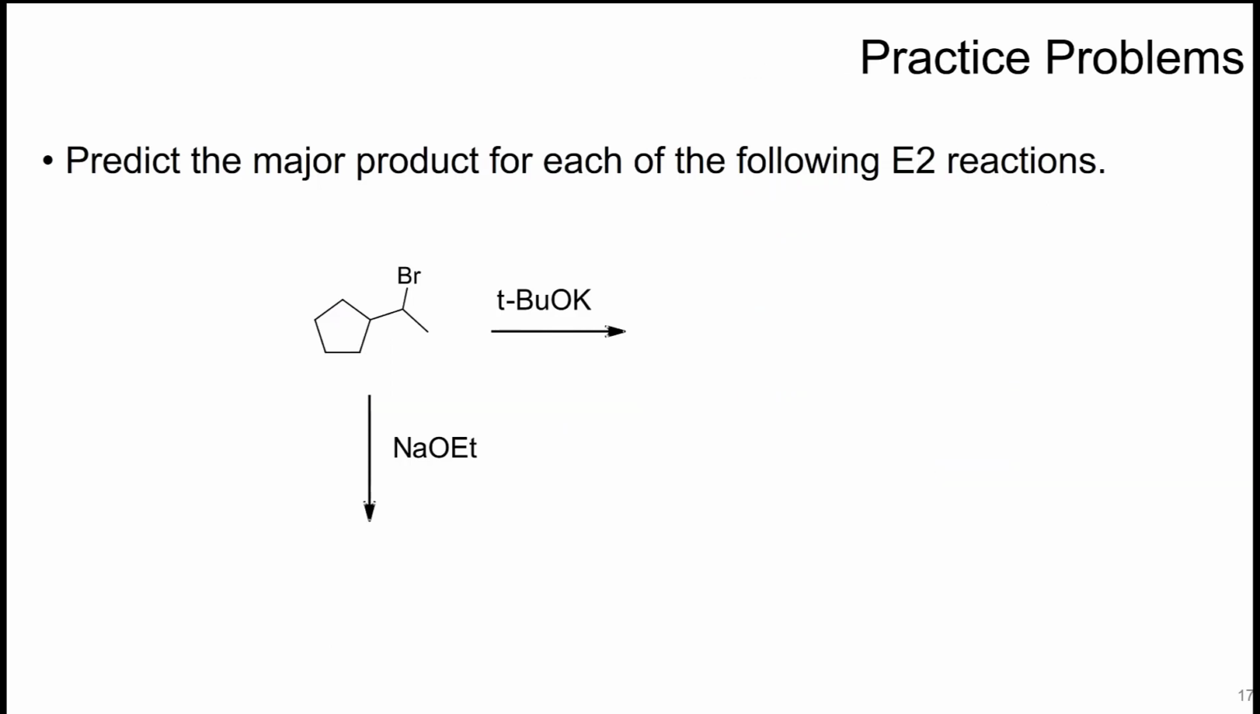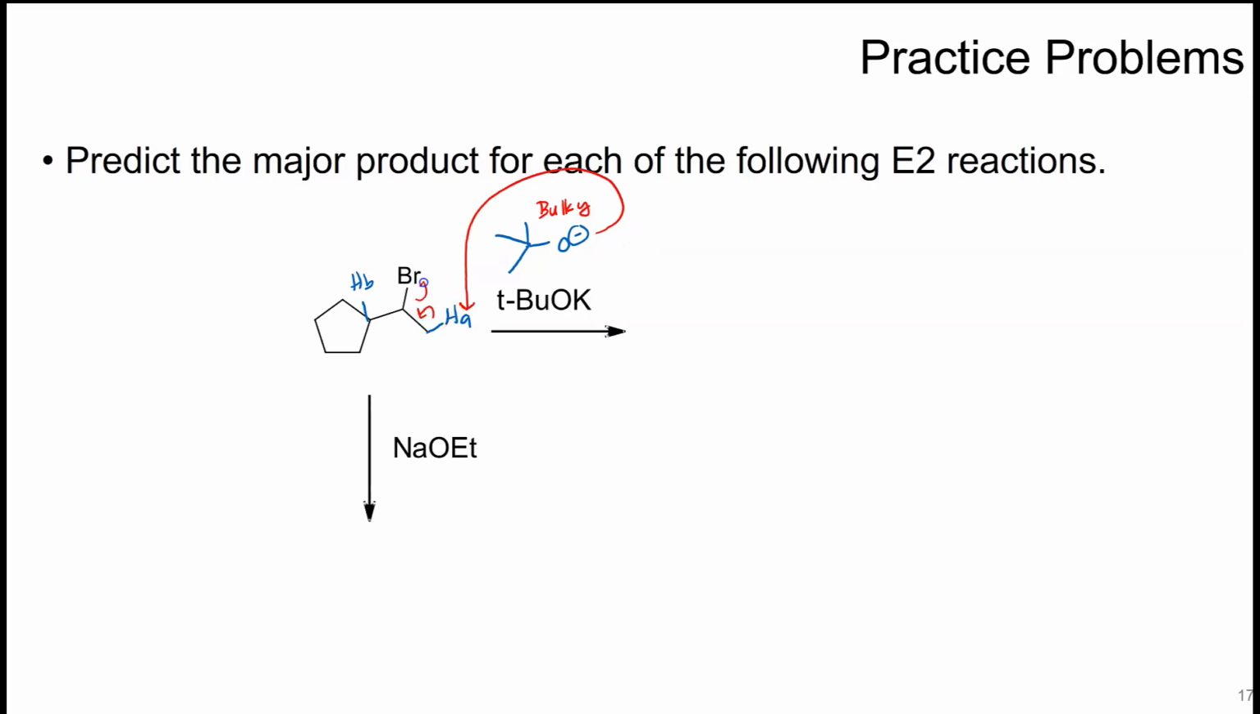Okay, so predict the major product for each of the following E2 reactions. I have this bromoalkane. There's t-butoxide, which is the same thing as this. And I have sodium ethoxide. So if I go this route first, if I look at my hydrogens available, I have a beta hydrogen here, HA, and there's one here, HB. With t-butoxide, this is bulky. So that's going to grab the most accessible hydrogen, which is HA, and that one's the one on the end.